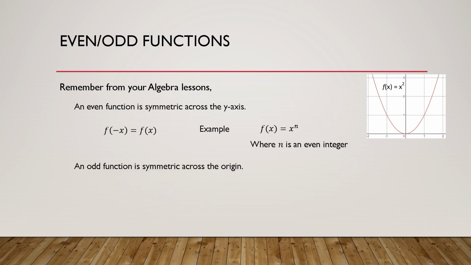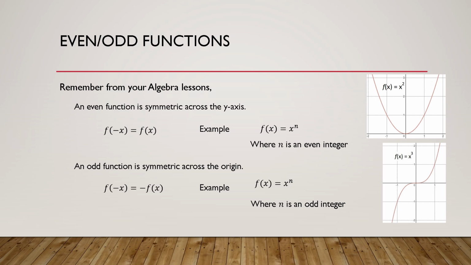An odd function is one that is symmetric across the origin, or where f of negative x equals negative f of x. Examples of odd functions include f of x is equal to x to the n, where n is an odd integer. The graph here is the example f of x is equal to x cubed.